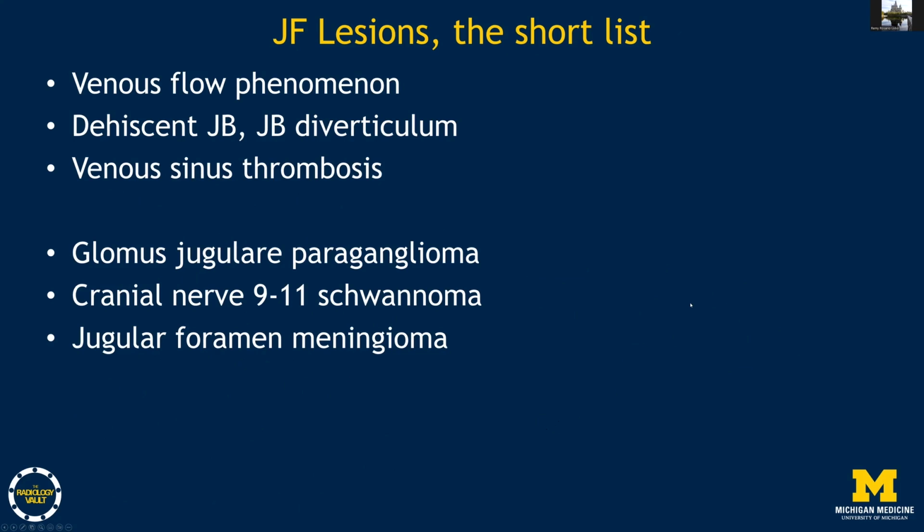If I look at the short list, the number 1, 2, and 3 things I find here are venous effects, which we're not talking about any of these things, but this is the stuff you'd have to know when reading cases. When you're problem solving on pathology, there's the 3 down here: paraganglioma, schwannoma, meningioma, that we're going to go through in more detail.